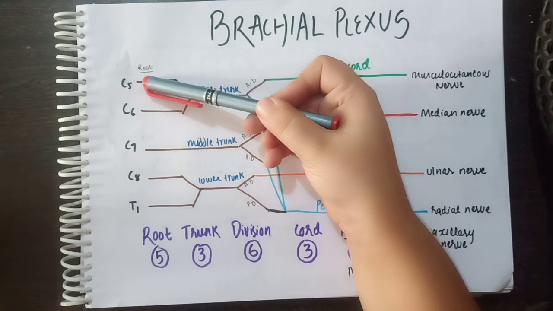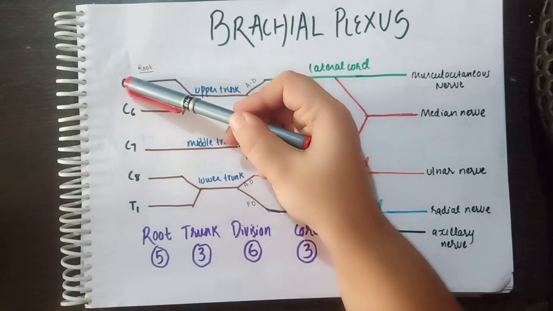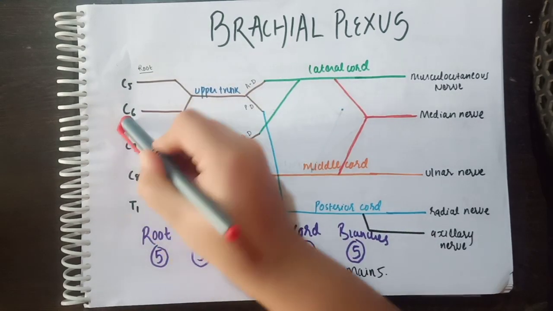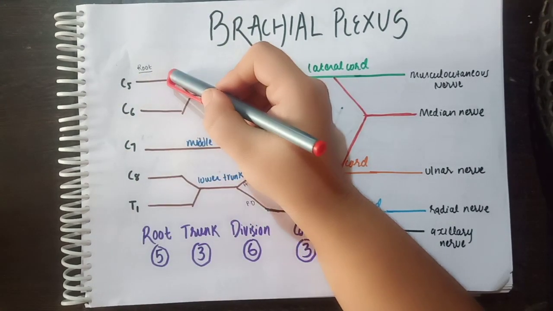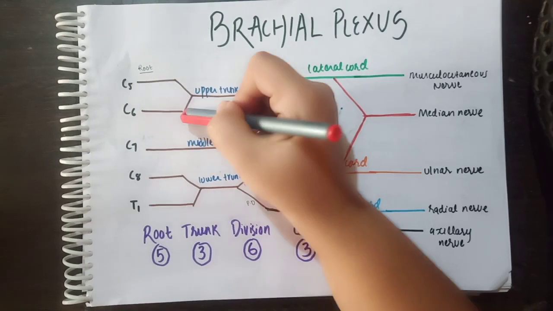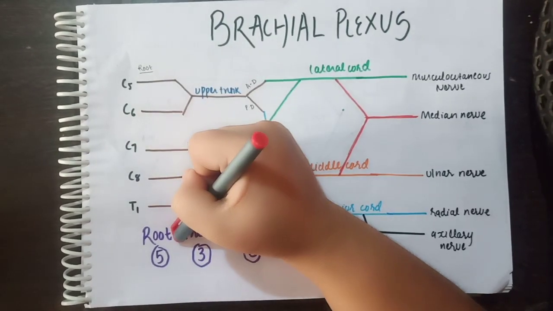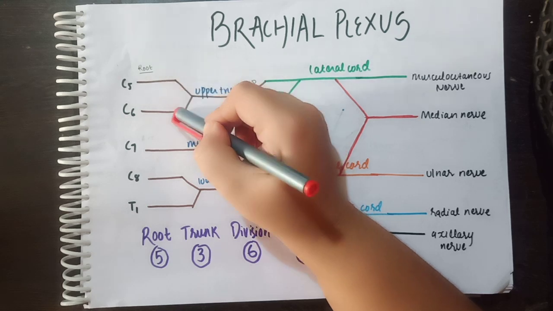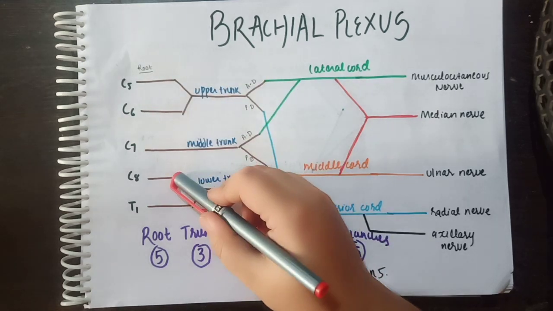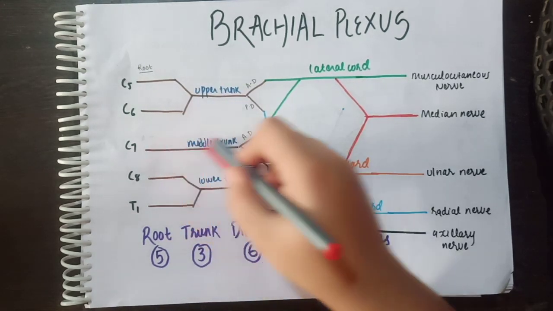Now let's concentrate on how the roots are. This is C5 root, this is C6 root, C7, C8 and T1. These are the 5 roots. To form the roots, all you have to do is draw 5 straight lines, right? Now you have to join the C5 and C6 roots, and join the C8 and T1 roots. C7 root is not joined.